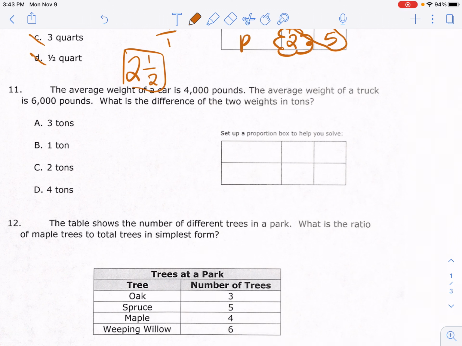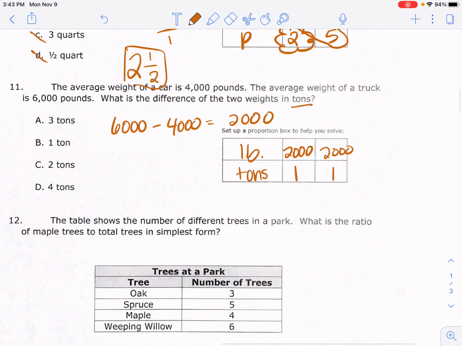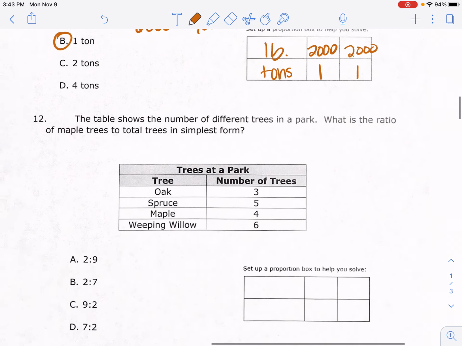Number 11, the average weight of a car is 4,000 pounds. Average weight of a truck is 6,000 pounds. What is the difference between the 2 weights in tons? So I'm trying to figure out tons. There are a couple ways you could go about doing this, but I like to just find the difference first. So 6,000 minus 4,000 equals 2,000. Now I'm talking about pounds, the abbreviation is LB, and tons. I know that there are 2,000 pounds in 1 ton. I don't really have to scale or change anything, because 2,000 pounds is equivalent to 1 ton. So my answer is B, 1 ton.